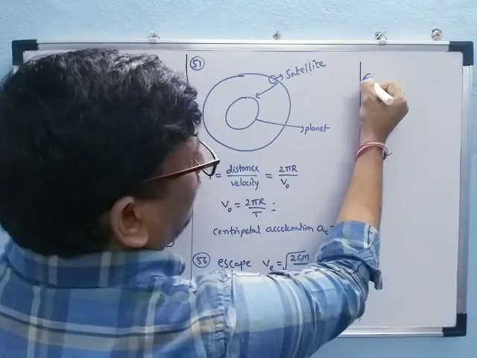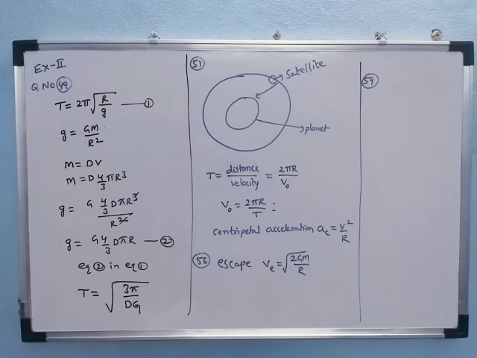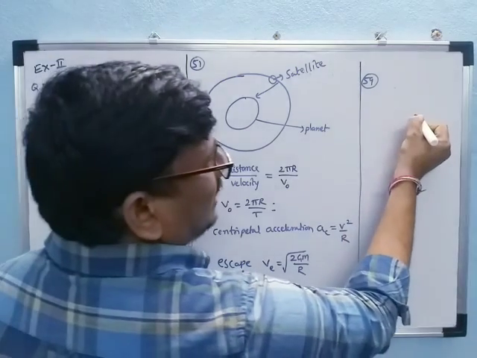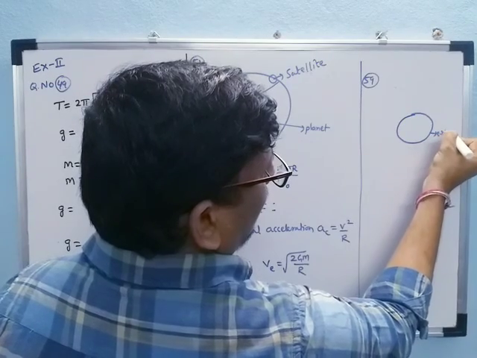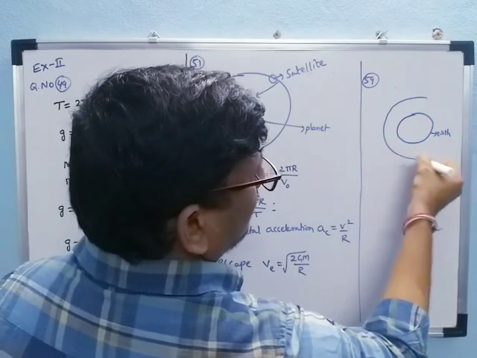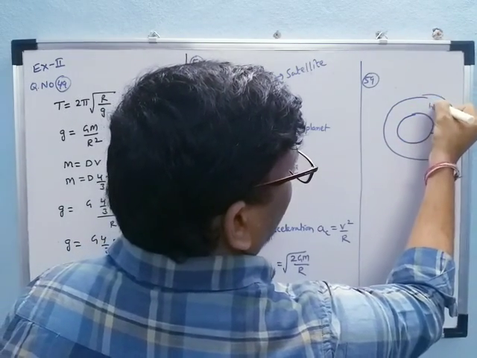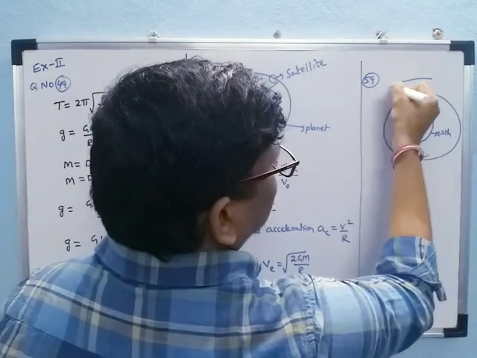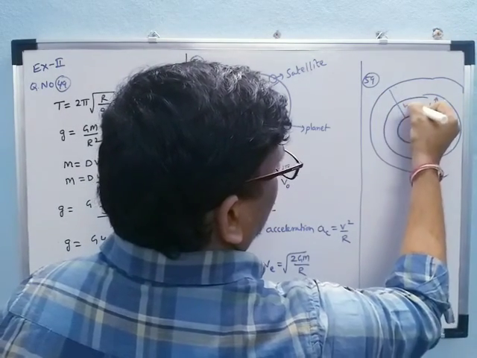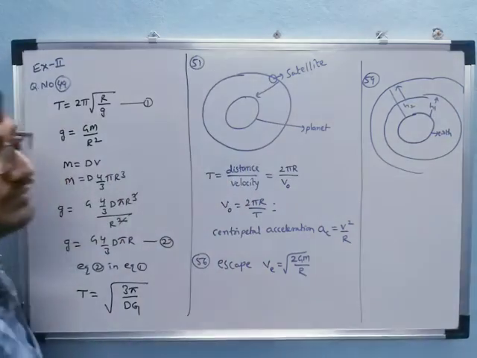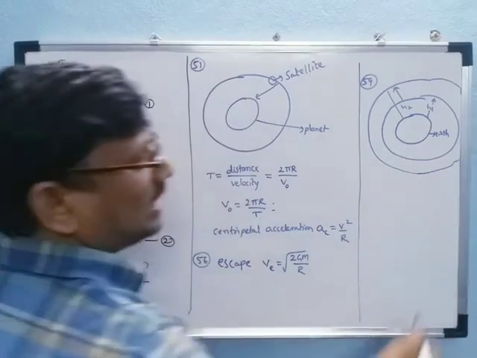Question number 59. Given the ratio of time periods of satellites at the heights of h1 and h2 from the surface of earth. See, this is the earth, and the two satellites. This is the first satellite, revolving at a height h1. And the second satellite is revolving at a height of h2. Then find the ratio of its time period.